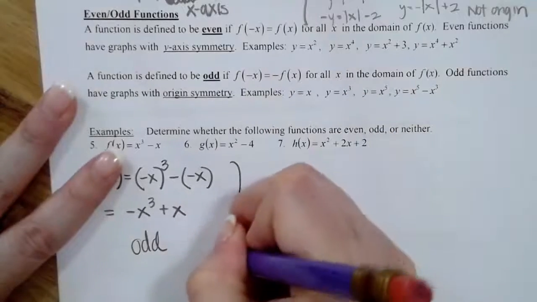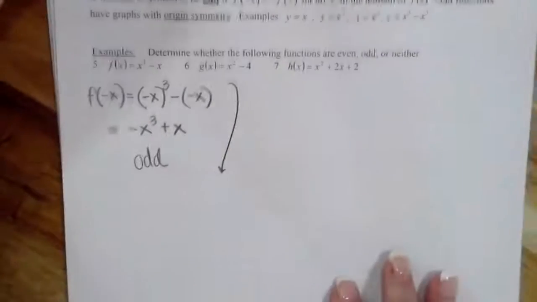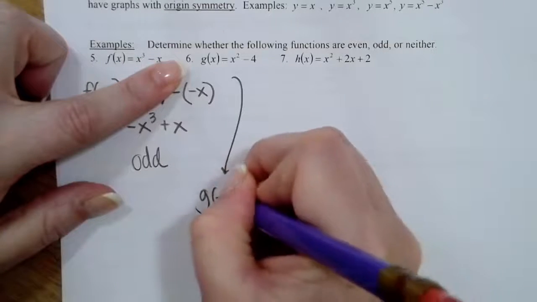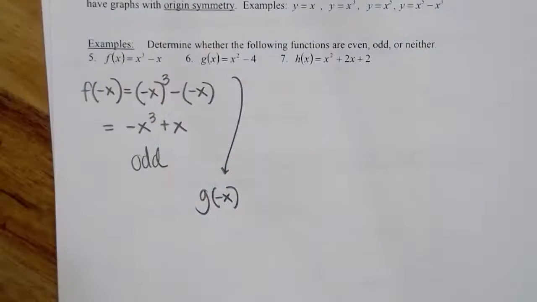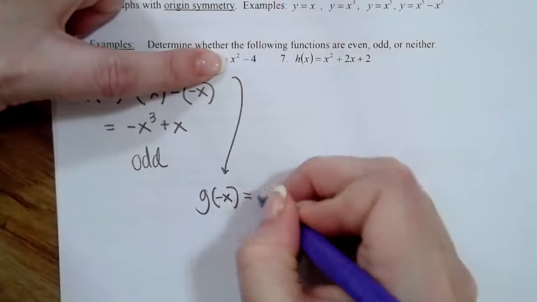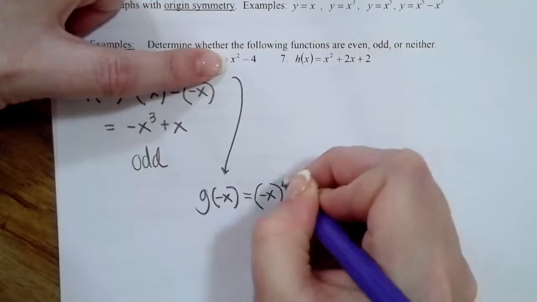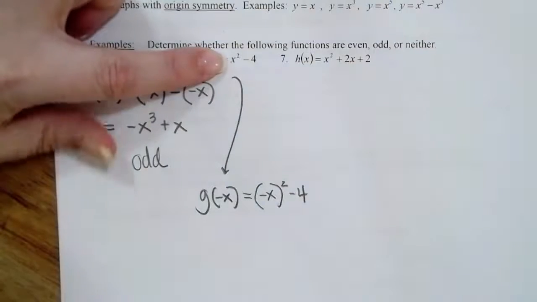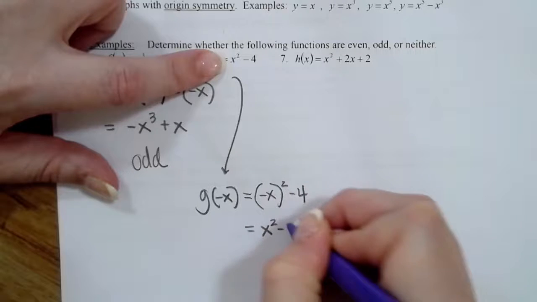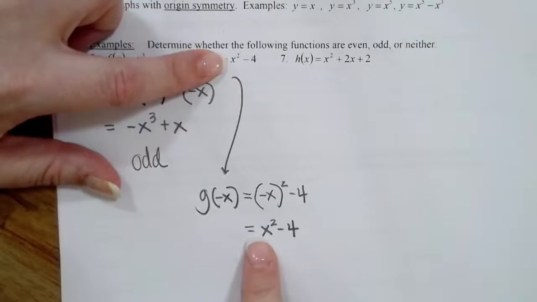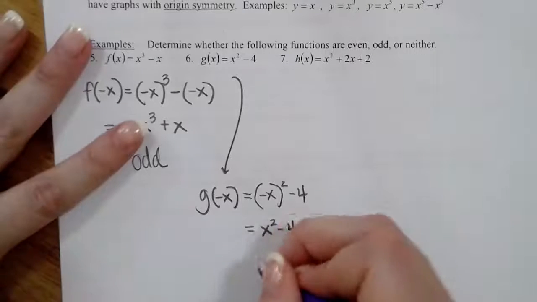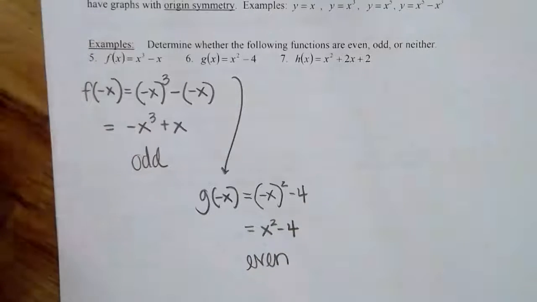Number 6, I'm just going to jump down a little bit because I ran over. We're going to put negative x in again. Okay, so when I do that, I have negative x squared minus 4. Negative times negative is a positive, so this is x squared minus 4. And notice that's exactly the same. So if it stays exactly the same, it is even.